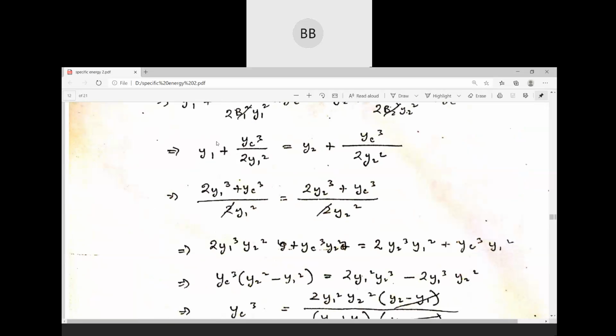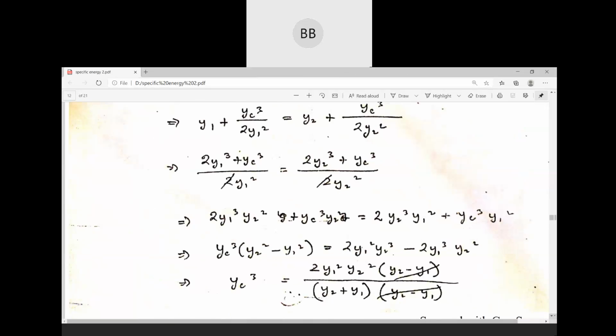After that, you take LCM here and you find out this expression. Take this twice y1 square here, so it will be twice y1 cube plus yc cube. Okay? It's a simple mathematics. Here also similarly, if you consider this twice y2 square, if you multiply with this, it will be twice y2 cube plus yc cube.